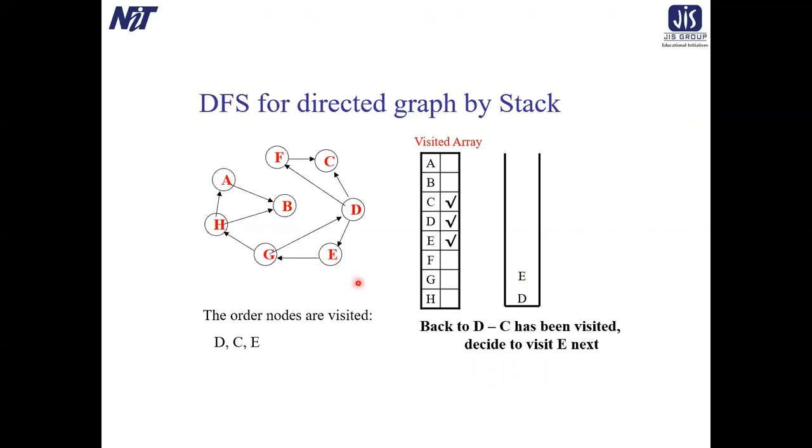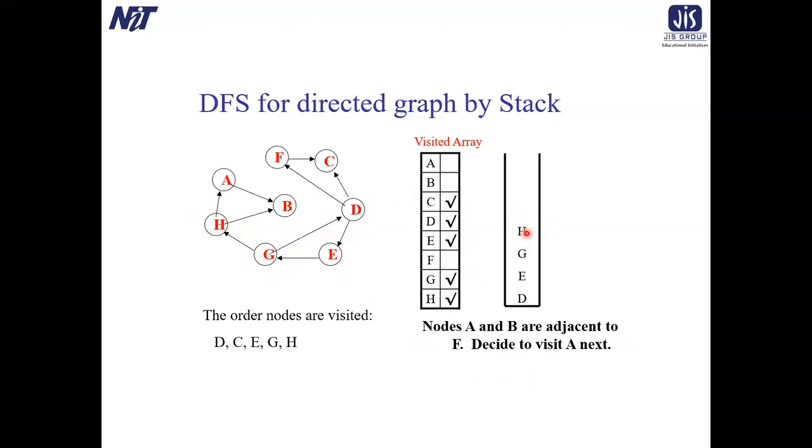So now E, what is the adjacent vertex? Only G is adjacent to E. So we have to visit G. So we put a tick on the G. So G we push into the stack. So what are the adjacents of G? So nodes D and H are adjacents of G. So D and H, but D has already been visited. So you cannot go in this way. So we have to go to the H. So we have to put a mark on H and push it into the stack.